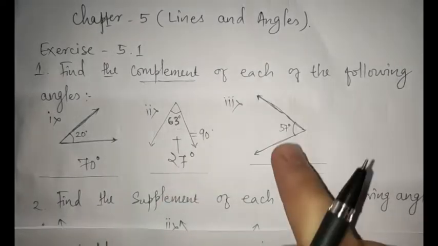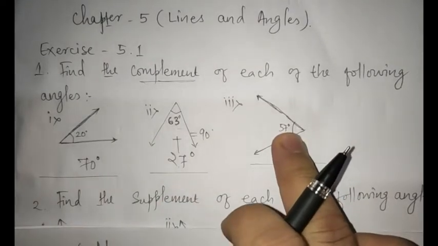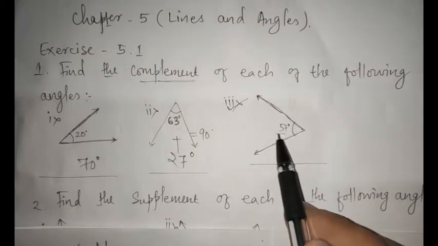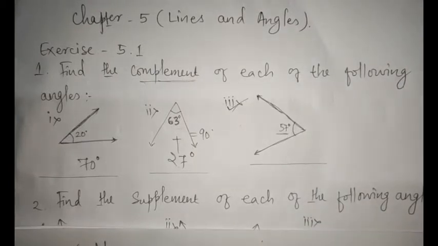Next, similarly you will solve this yourself. Number 3: what will be the complement of this 57 degrees? 90 minus 57, whatever is the result, that will be your answer. Okay, students.